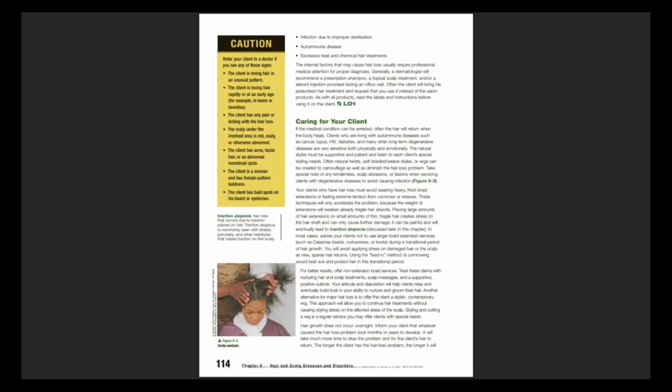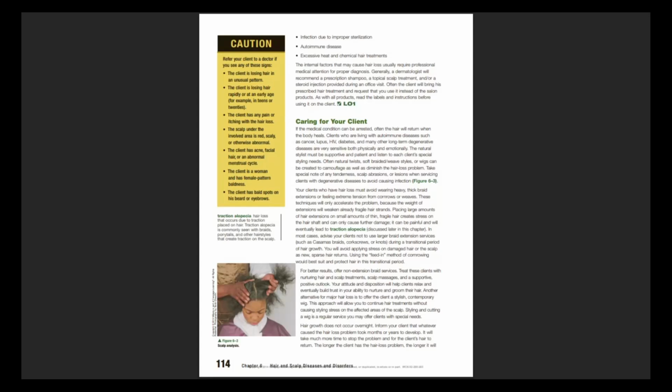In most cases, advise your clients not to use larger braid extension services such as Kasama braids, corkscrews, or knots during a transitional period of hair growth. You will avoid applying stress on damaged hair or the scalp as new and sparse hair returns. Using the feed-in method of cornrolling would best suit and protect hair in this transitional period. For better results, offer non-extension braid services.